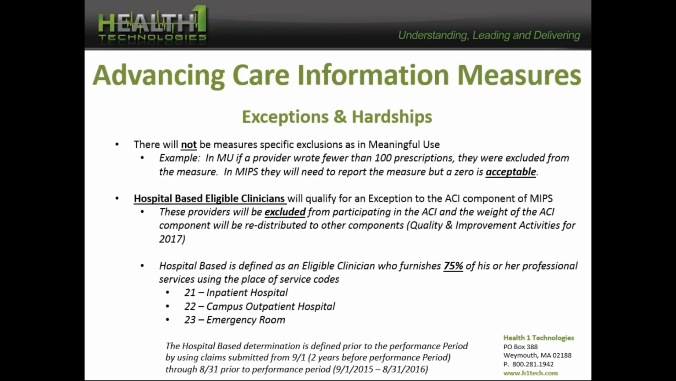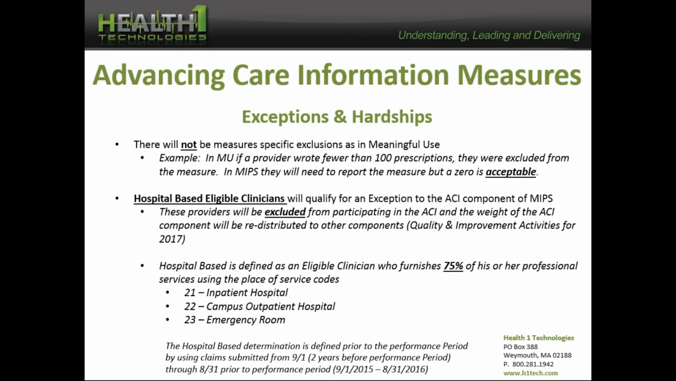There's several exceptions and hardships, and this gets a little complicated. I've done my best to break this down and put it out there for people. A lot of people will remember, if you attested to meaningful use, there were exclusions that you could do. For instance, if you were a provider that wrote fewer than 100 prescriptions in a reporting period, you could exclude from that measure. You could actually claim an exclusion.